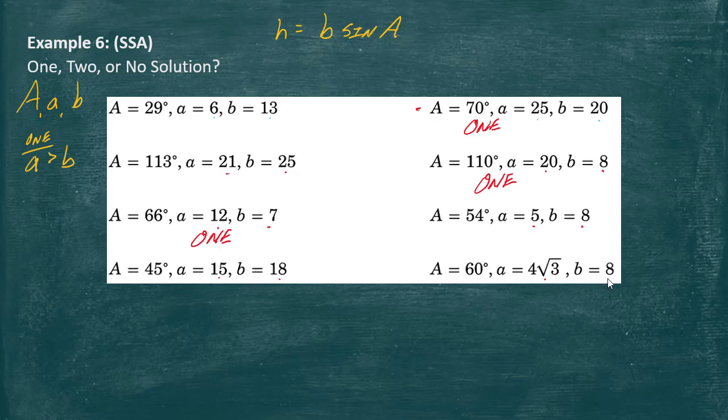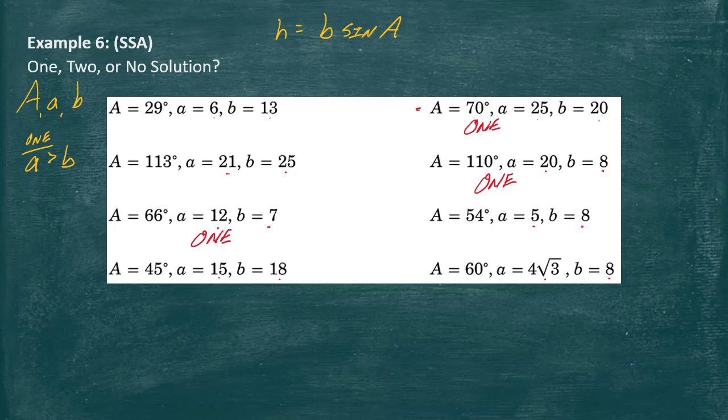And then 4 root 3, is that bigger than 8? Well, root 3 is just a little bit less than 2, so since 4 times 2 is 8, 4 times something less than 2 would have to be less than 8. So basically, those 3 that I've identified so far are the only ones that have the guaranteed one solution because the side across was larger than the other side provided.